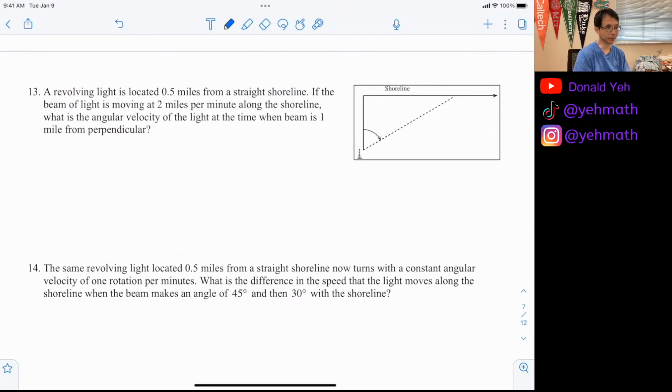13. You should know how to do the cone one now. You should know how to do the shadow one. You should know how to do the ladder one. You should know how to do these things.